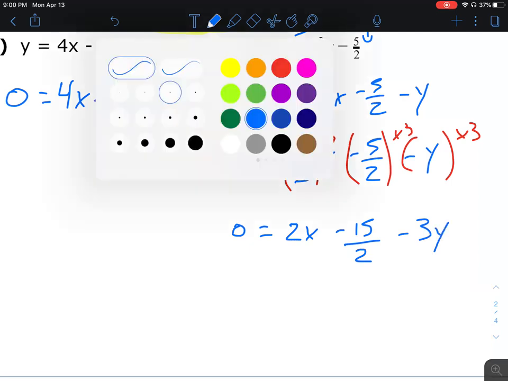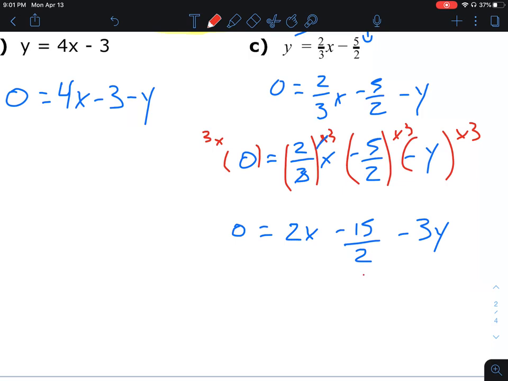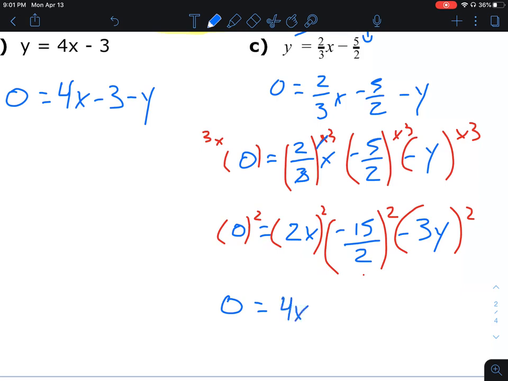Second step, I still have a denominator of 2. So I need to multiply everything by 2. Multiply by 2, and multiply by 2. 0 equals, well, 2 times 2 would be 4x. This then becomes, those cancel out, so minus 15. Negative 3 times 2 is negative 6y.